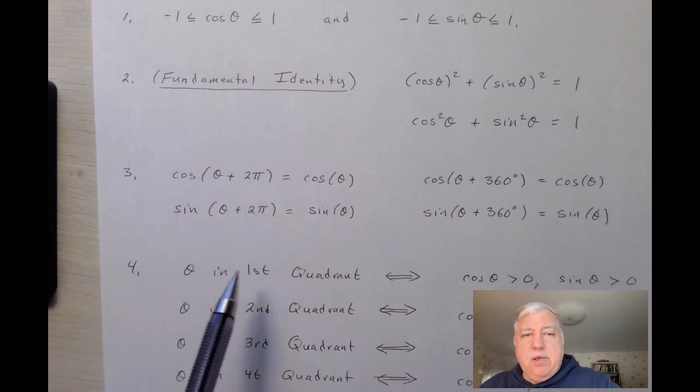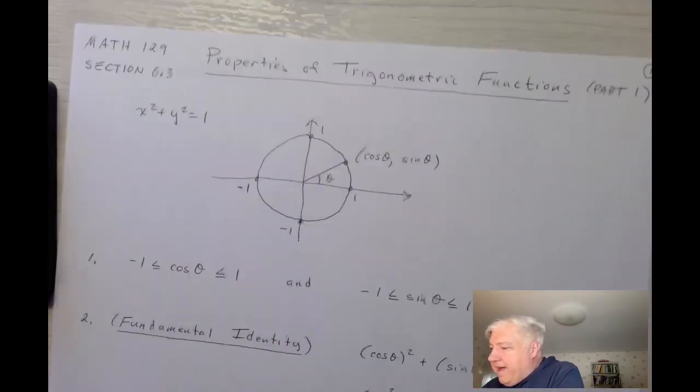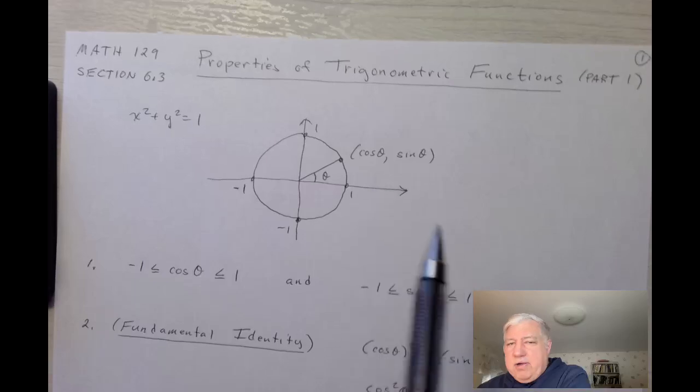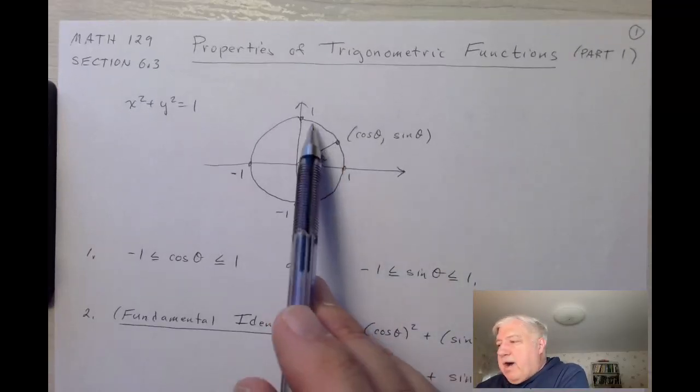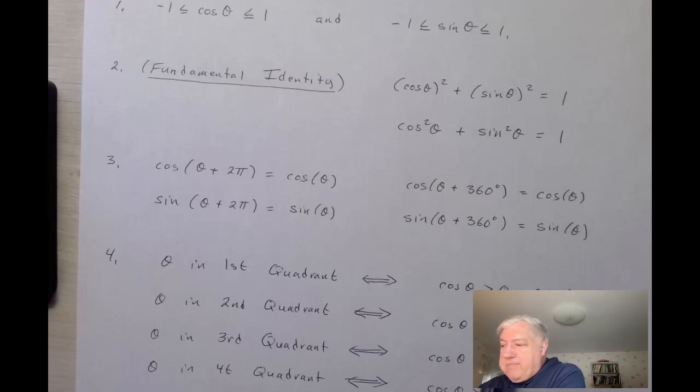In your text they actually give you the definition of a period, what it means for a function to be periodic. We also see that if theta is in the first quadrant, the x and y coordinates are both positive, so that means the cosine and sine are both positive.